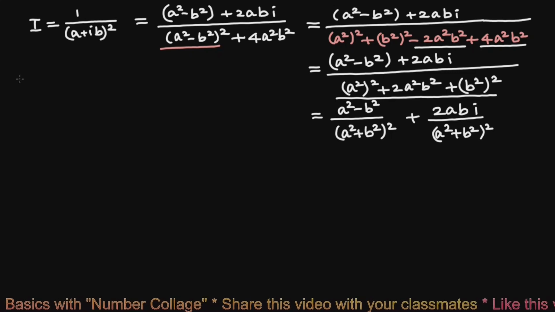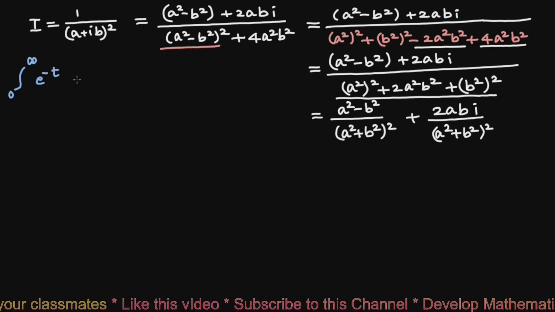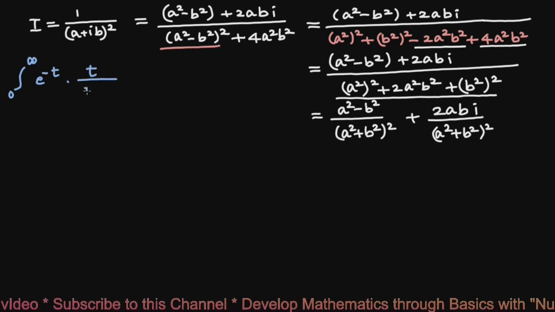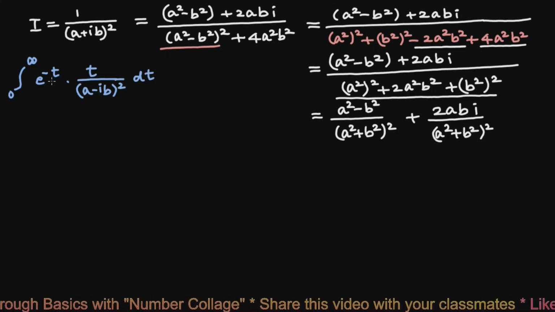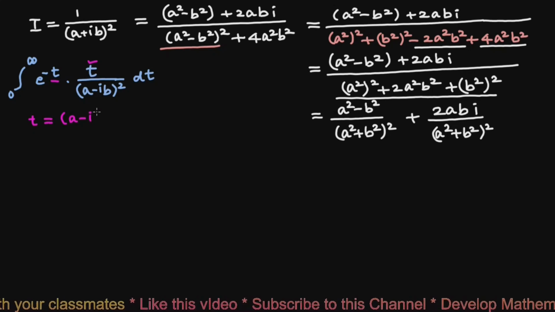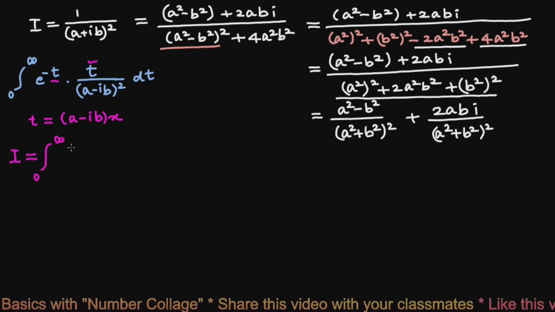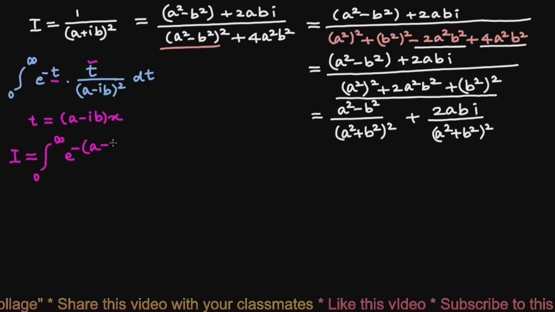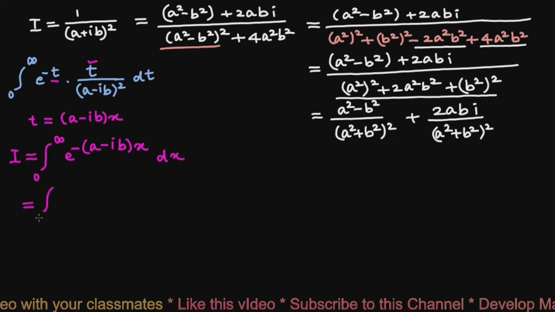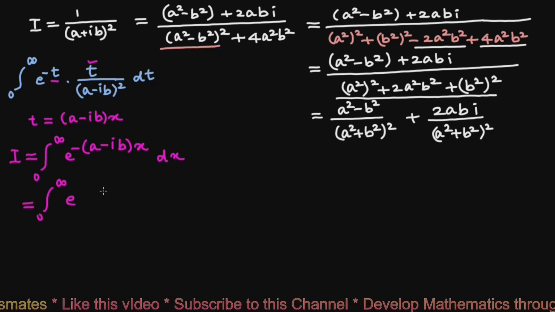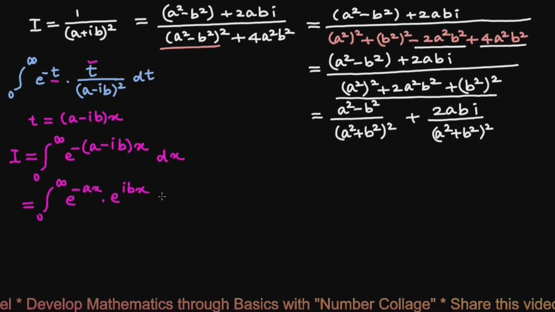This integral I is nothing but integral from 0 to infinity of e raised to minus t into t upon (a minus ib) whole square dt. Now we will back substitute for this t equals (a minus ib) into x and write this integral from 0 to infinity of e raised to minus (a minus ib) into x dx equals integral from 0 to infinity of e raised to minus ax into e raised to ibx dx.